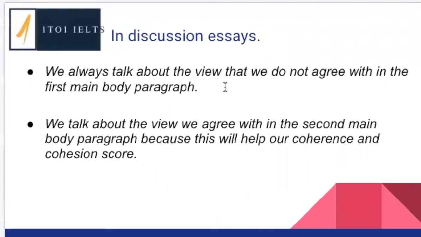The reason we do this is that it makes a much stronger argument. If you finish an argument with a weak point or something you disagree with, it leaves the reader thinking about the weak point. So it doesn't really help you with your coherence and cohesion. If you finish an argument with your point, you can accept the first point in your first body paragraph, and in your second body paragraph you go, okay, now this is the view I agree with, which is a much stronger argument. So always put the view that you disagree with, or think is weak, in the first body paragraph, and the view that you agree with in your second one.